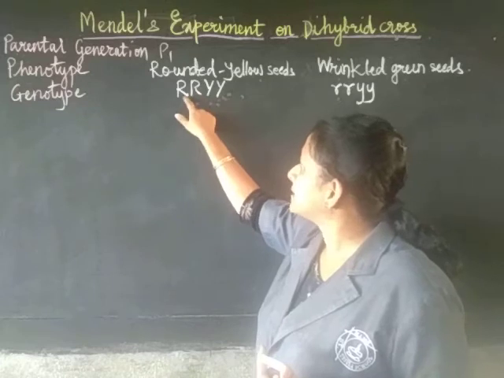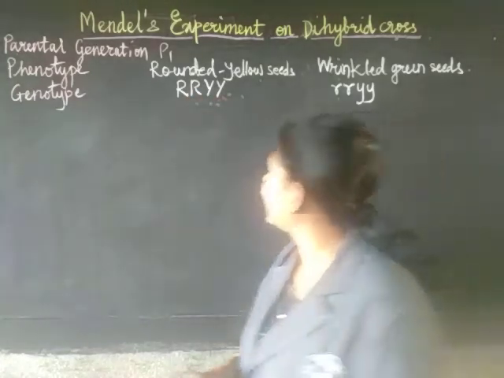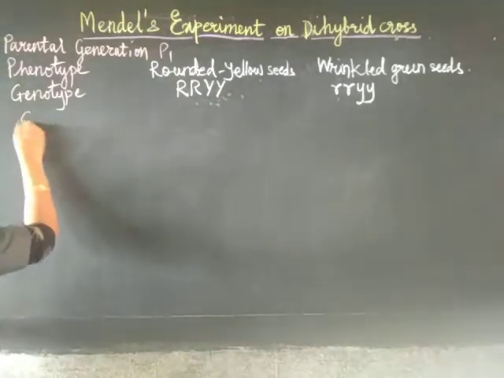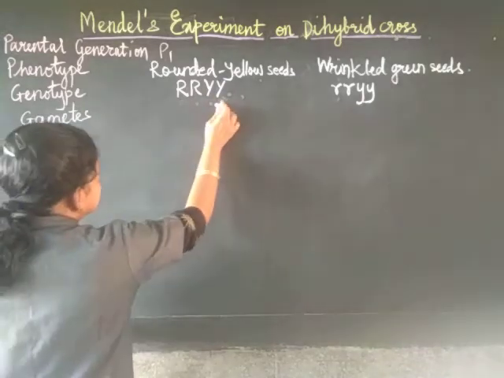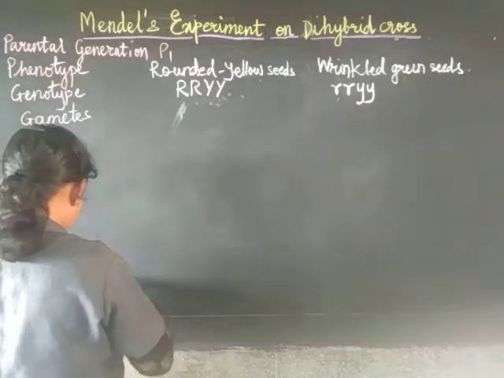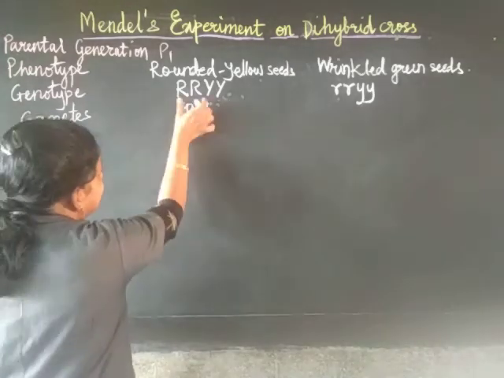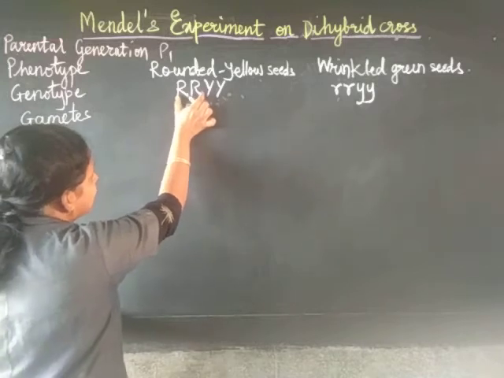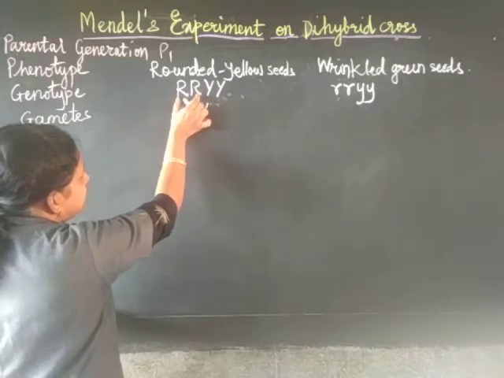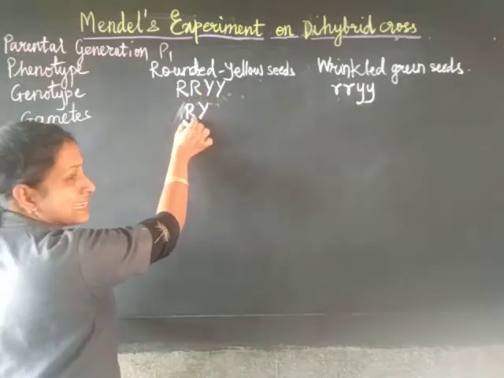So the gametes of capital RRYY will be, let me write first here the word gametes. For this it will be capital R and capital Y, and not capital RR or capital YY, because these are pairs, and only one of the two genes will be there in the gamete.